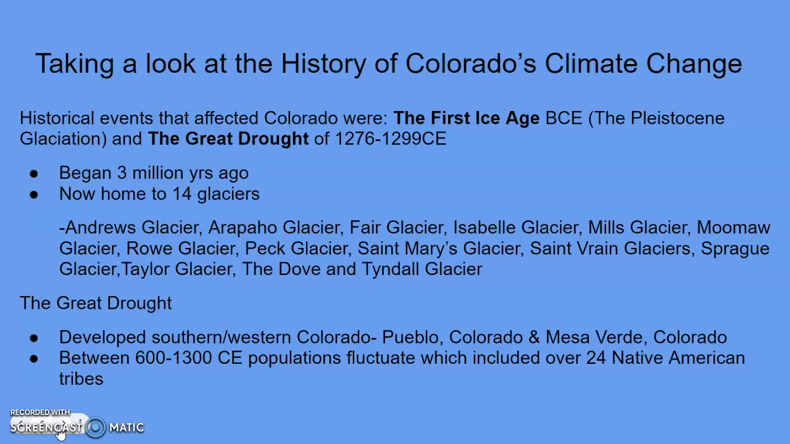The Great Drought began in 1276 and lasted roughly 23 years. Examining Colorado's history, the Great Drought significantly affected the southwest region, which we know today as Mesa Verde, Colorado, also 35 miles west of Durango.